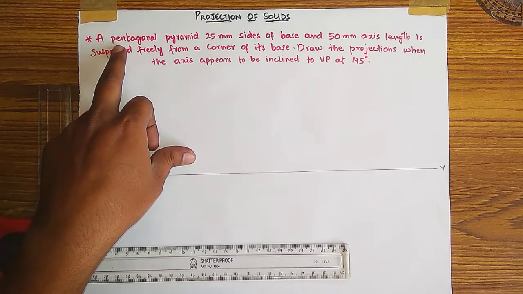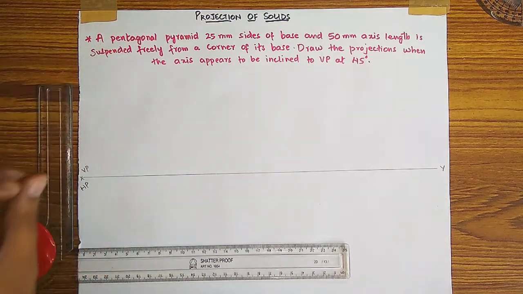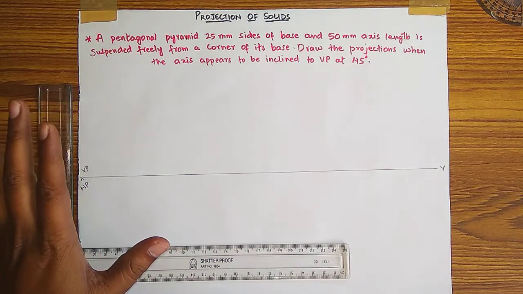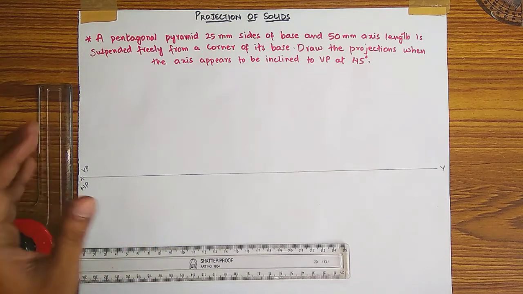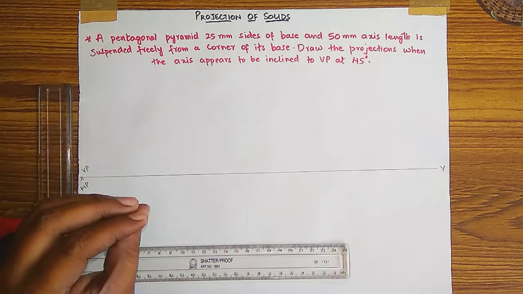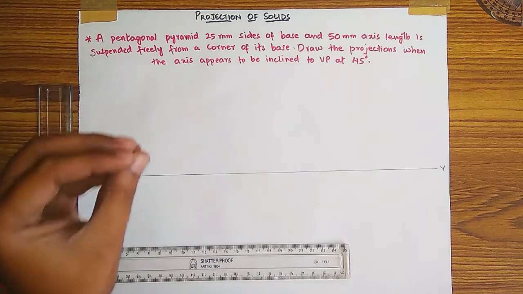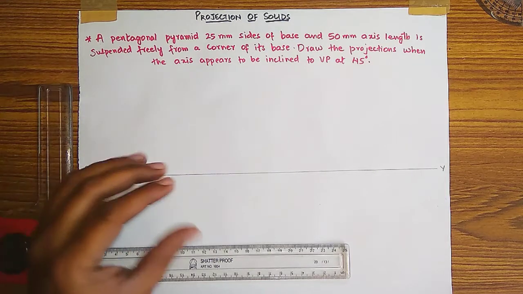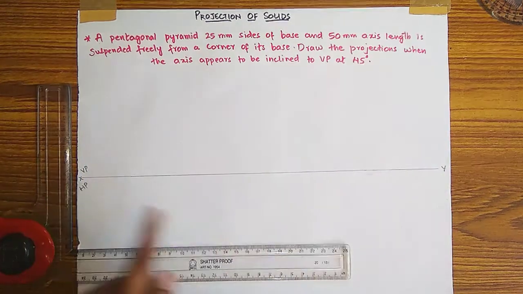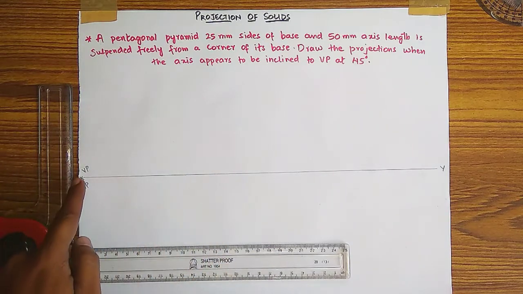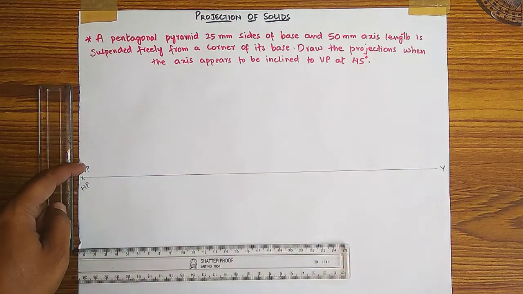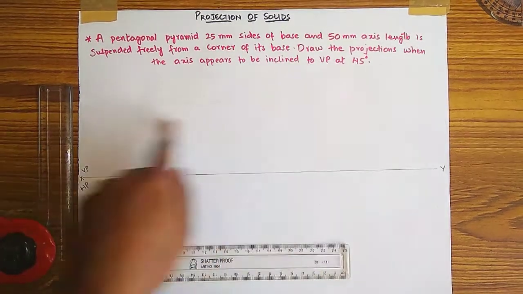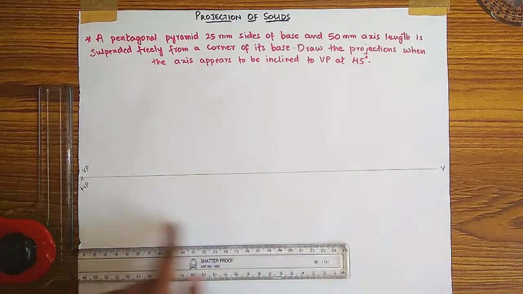Let us start the question. This problem is for 15 marks for the students, and with my basic skills I will show how it should be drawn and, according to the question, how it should be solved. Like that we have to do the three projections. Before starting, this is the XY line and this is the VP, the vertical plane, and this is the horizontal plane downwards.